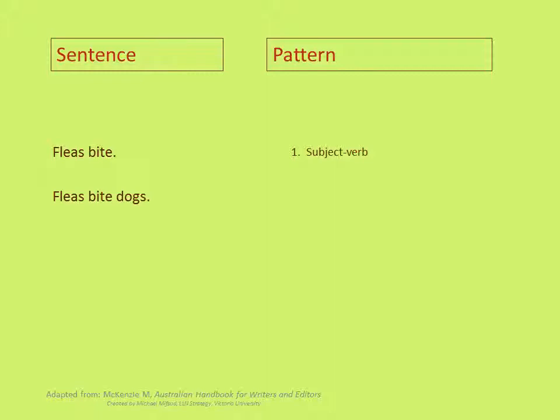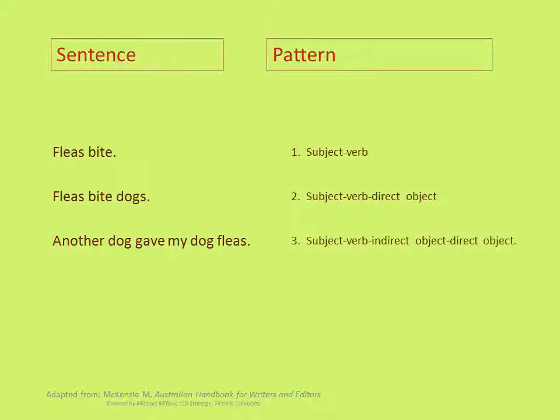Fleas bite dogs. This is a subject-verb direct object pattern. Fleas being the subject, bite the verb, and dogs the direct object. Another dog gave my dog fleas. This is an example of the subject, verb, indirect object, direct object pattern. Another dog being the subject, gave is the verb, my dog the indirect object, and fleas is the direct object.